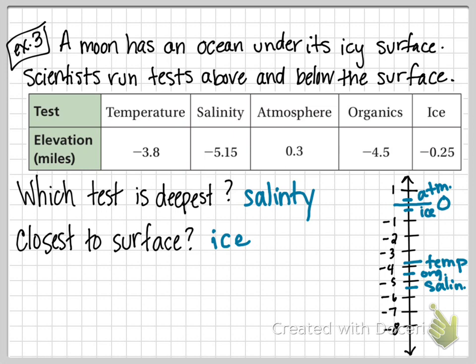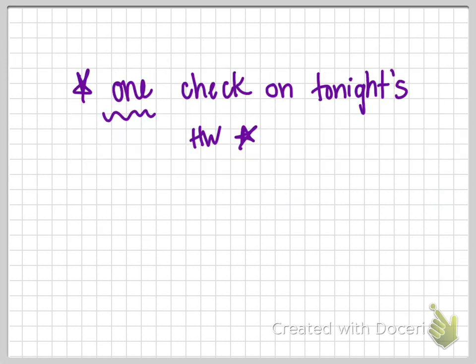Okay? Now, real quick, I'm going to put this on here. There is one check on tonight's homework, not 4. Because most of them ask you to answer yes or no, or greater than, less than, or equal to, or it's simply putting in the absolute value. So I don't think you need 4 checks for that. So I want you to use your checks wisely.